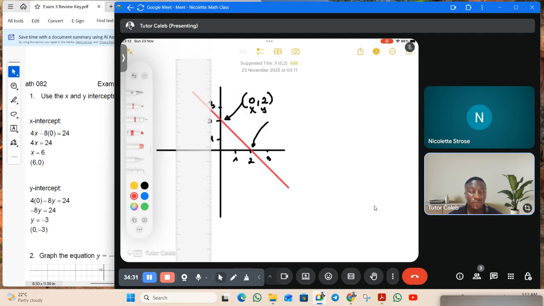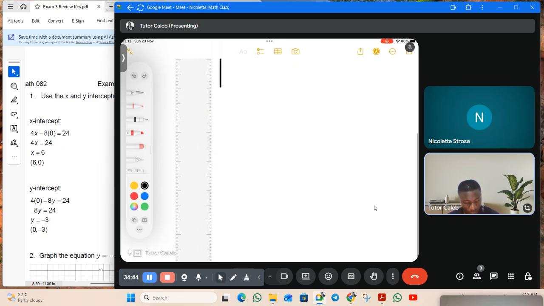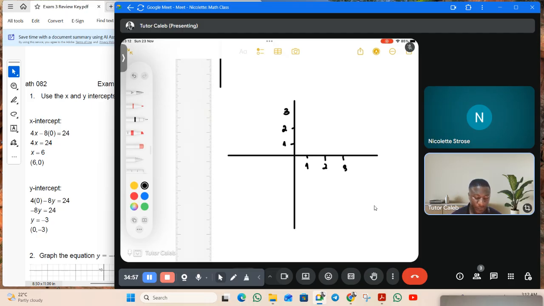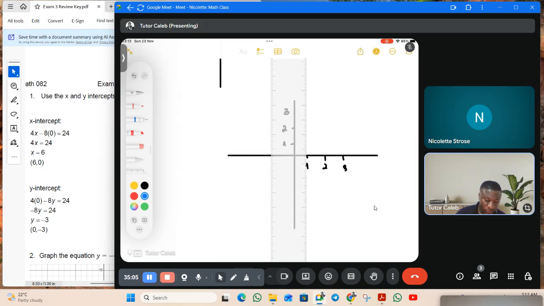Let's take an example. Let me draw another Cartesian plane. So I'll put here 1, 2, 3, 1, 2, 3. So I'll just draw this line in blue, so that you'll be able to find yourself when you start thinking about it.